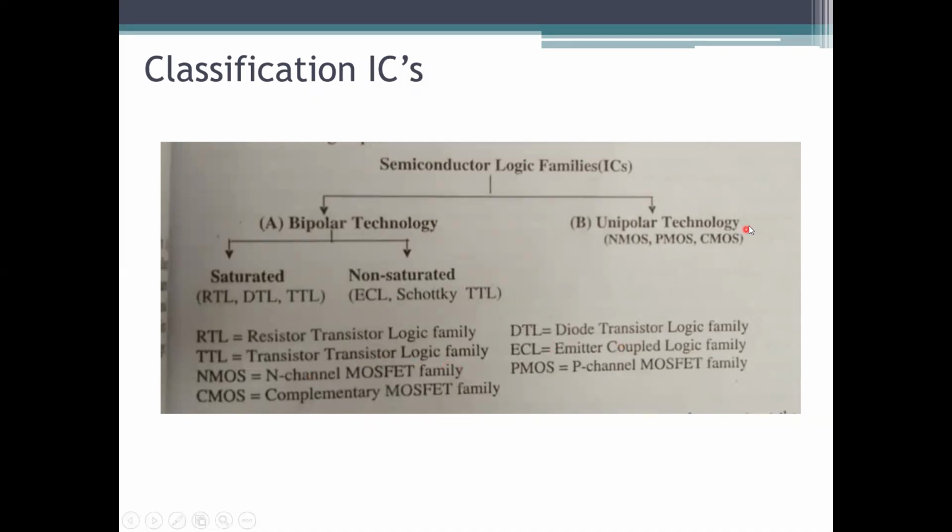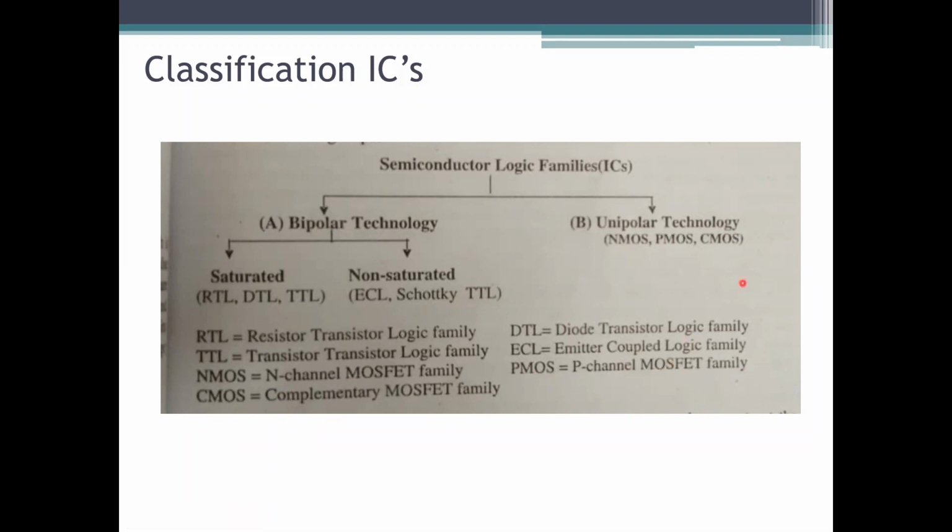And for the unipolar technology, there are again three types. There are three examples: NMOS, PMOS, and CMOS. NMOS is the N-channel MOSFET family. CMOS is the complementary MOSFET. And PMOS is the P-channel MOSFET family.